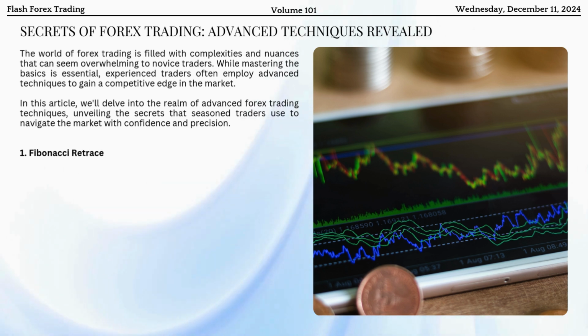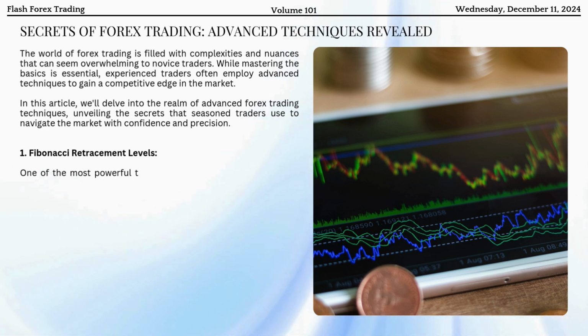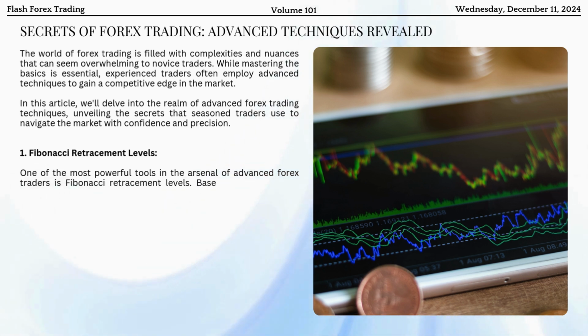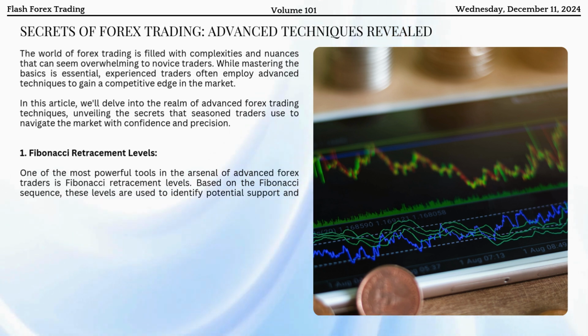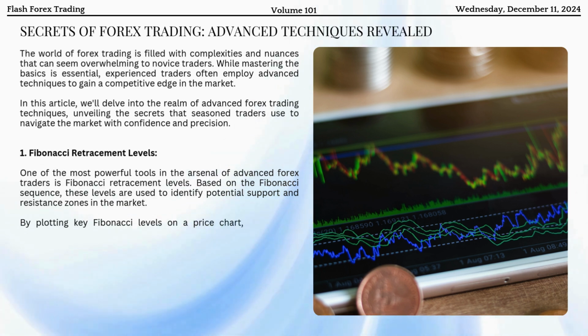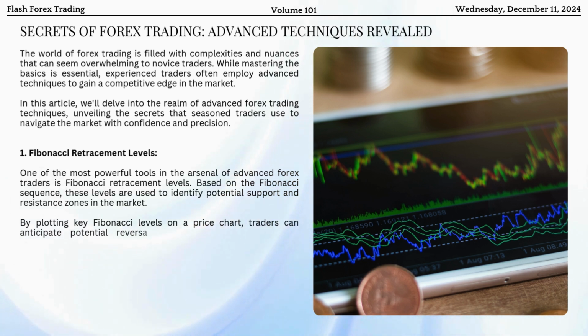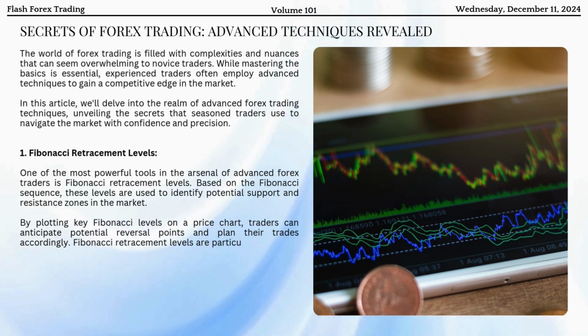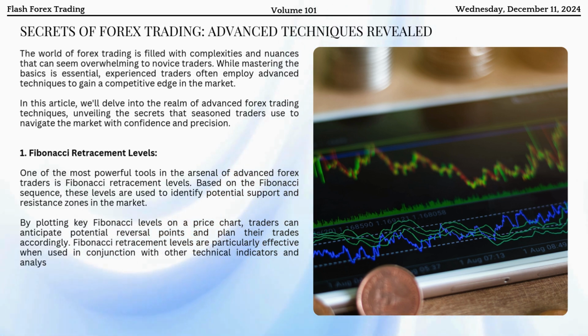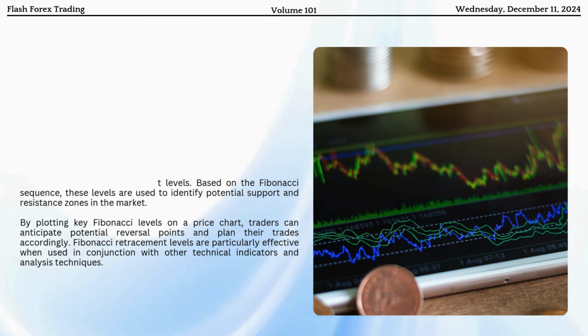1. Fibonacci retracement levels. One of the most powerful tools in the arsenal of advanced Forex traders is Fibonacci retracement levels. Based on the Fibonacci sequence, these levels are used to identify potential support and resistance zones in the market. By plotting key Fibonacci levels on a price chart, traders can anticipate potential reversal points and plan their trades accordingly. Fibonacci retracement levels are particularly effective when used in conjunction with other technical indicators and analysis techniques.